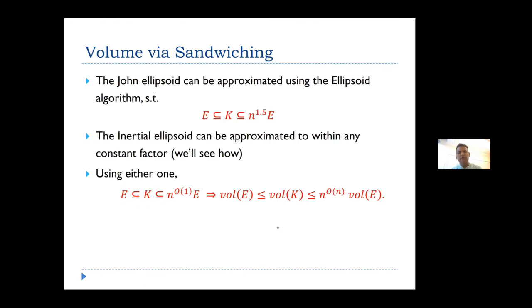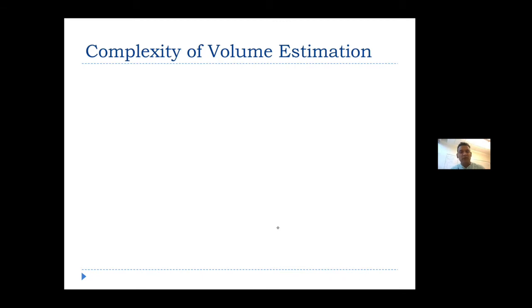Either way, suppose you use the volume of these ellipsoids as your approximation to the volume of the body you're interested in, the factor is still n to the order n, right? It's a polytime algorithm, but the factor went up to n to the order n. Previously, it was exponential in n factor and exponential time if you just do divide and conquer. Okay, so unfortunately, in some sense, you cannot do better.